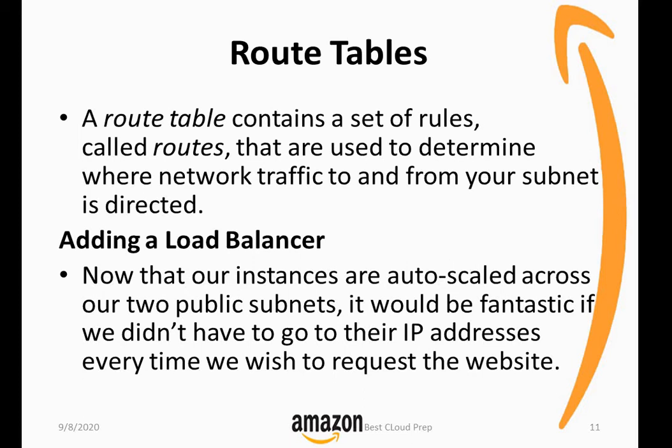Adding a load balancer, that's another step. Now that our instances are auto-scaled across our 2 public subnets, it would be fantastic if we didn't have to go to their IP addresses every time we wish to request a website. So what you can do is put a load balancer in front of your auto scaling group and then always just point to the application load balancer, so that you don't have to worry about any IP address of your EC2 instance. Any traffic that's coming in or going out will hit your load balancer.